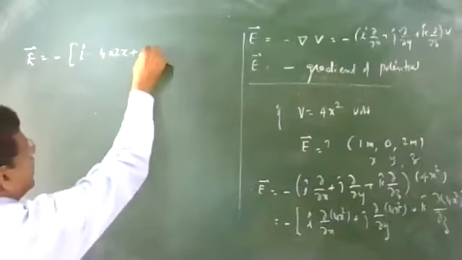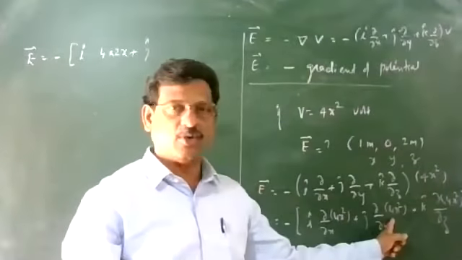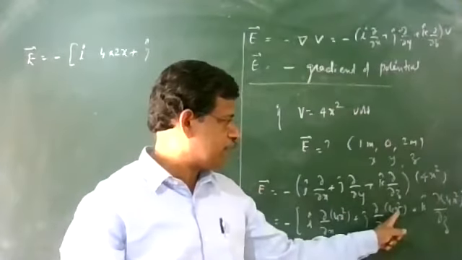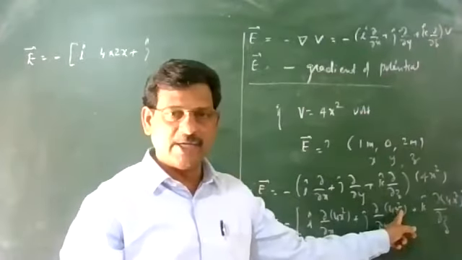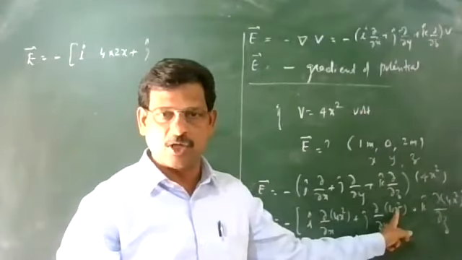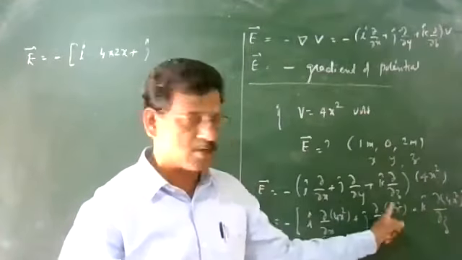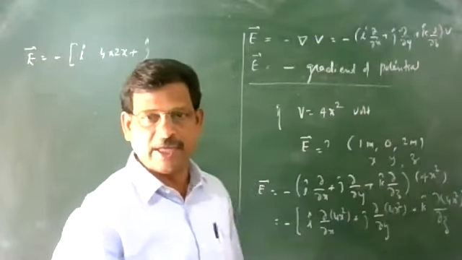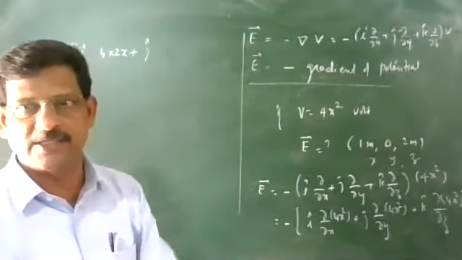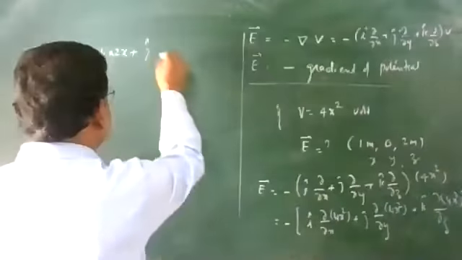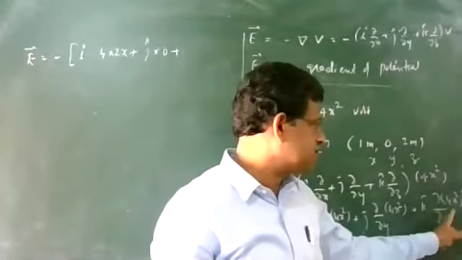Plus j cap d by dy of 4x square. So here 4 and x square are constants and the variable is y. So there is no variable y here, so 4x square will be taken as a constant. Derivative of a constant with respect to a variable is equal to 0. That is called partial differentiation. We differentiate with respect to x, y, z. So here it will be 0.